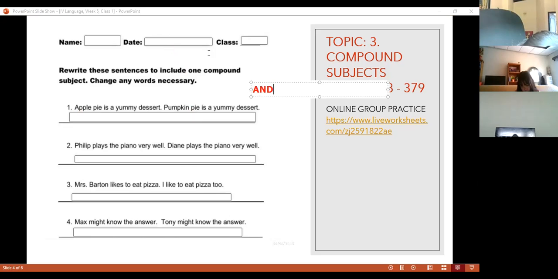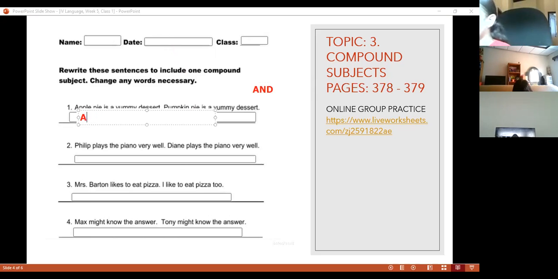You see, we have in the sentence, apple pie. What happens if you say apple pie, and what is the other one? Pumpkin pie. That's right, pumpkin pie.